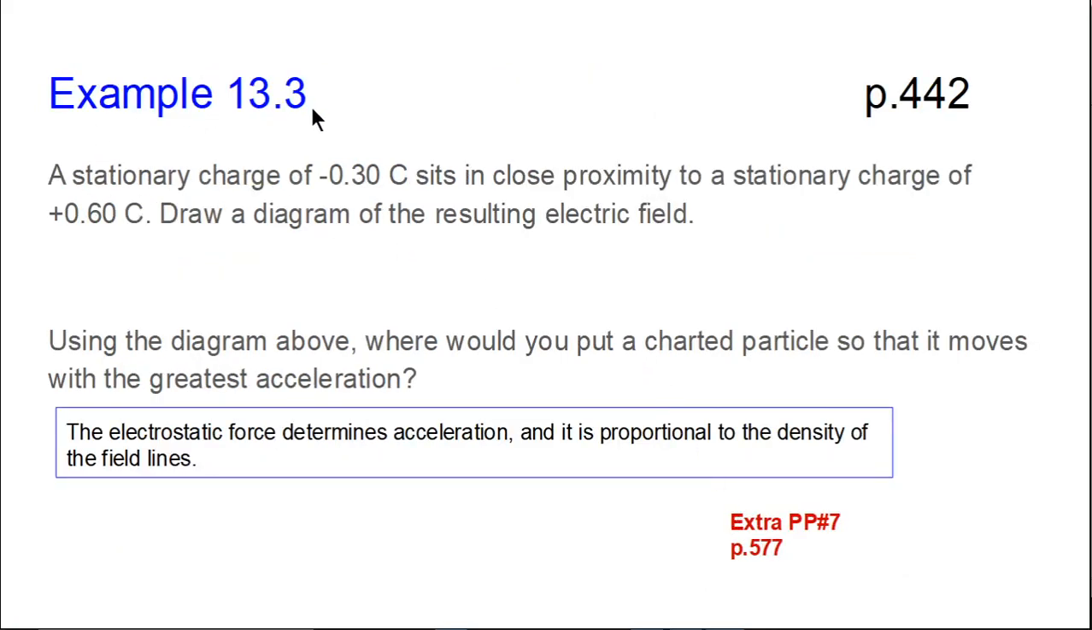Example 13.3 on page 442. So right now you should be pausing and trying to work on these 2 examples. I will have a video that explains how to do that. So right now you could stop and look at the video on how to solve these 2 parts of example 13.3, and then on your own you should be trying to do page 577 number 7, and I'll have a video on this one as well.